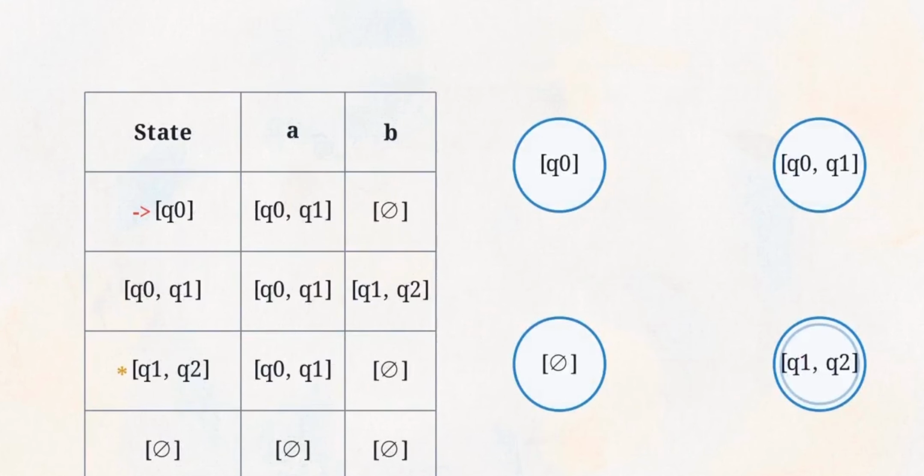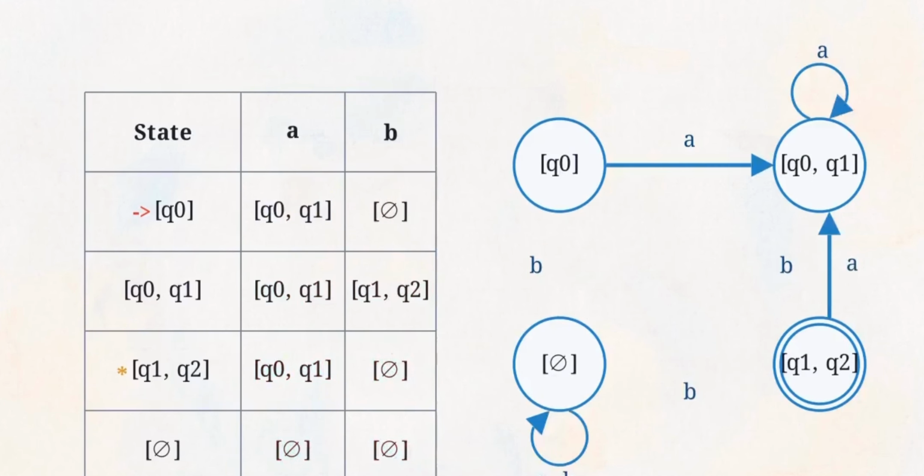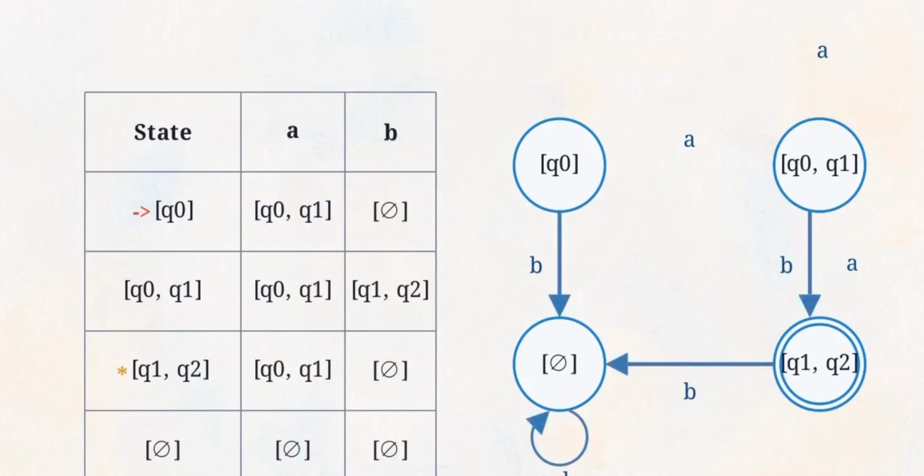This final visual shows our completed transition table taking shape. We can now translate these rows and columns back into a physical machine. The resulting state diagram is complex, but it possesses the absolute determinism required for actual computation.